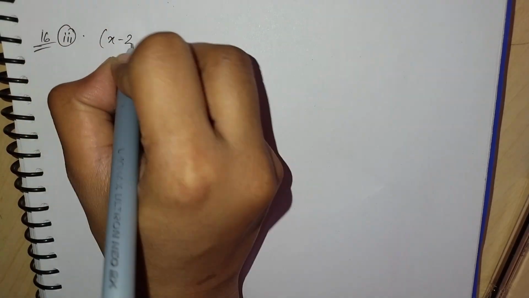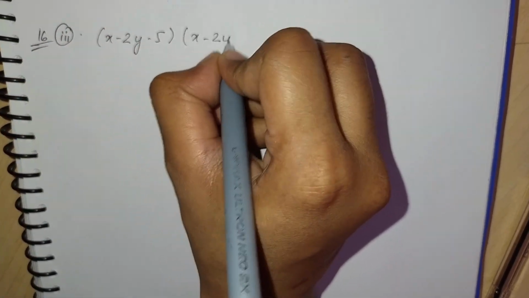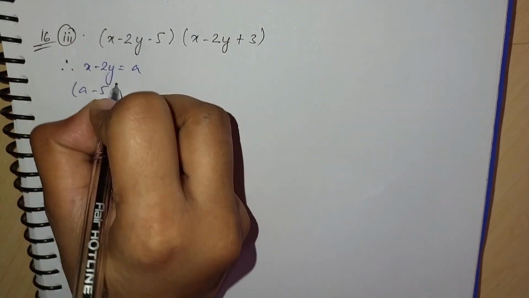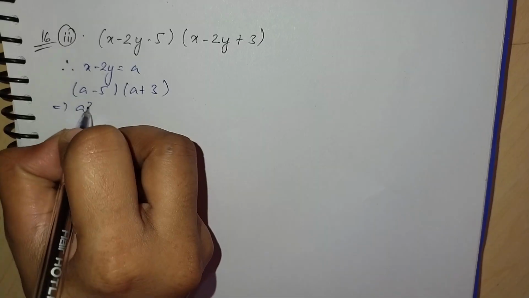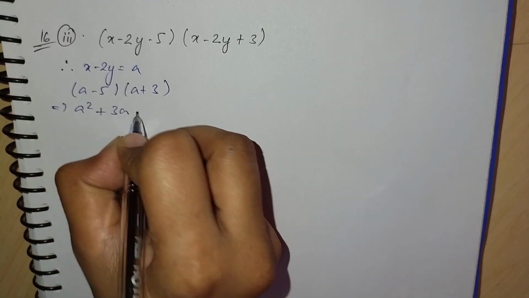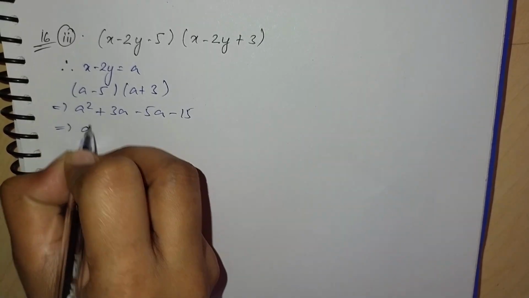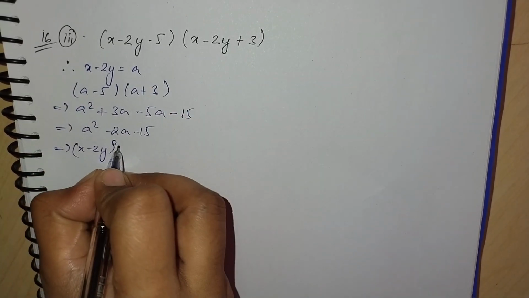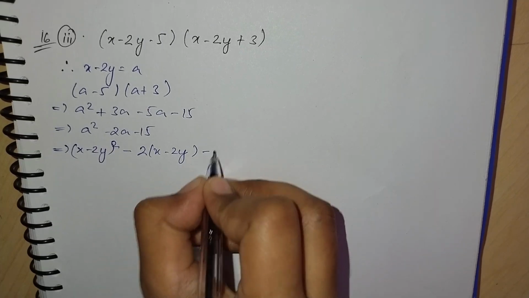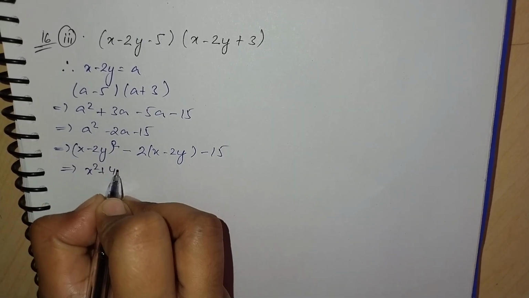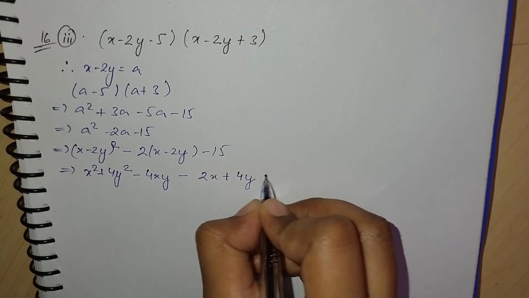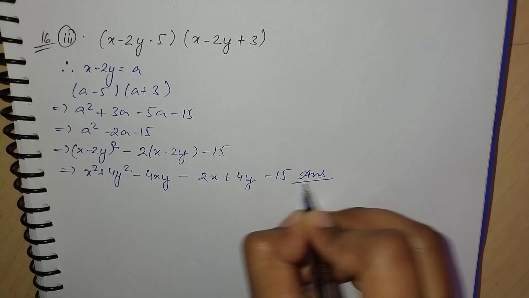Now 16th third part, which says that x minus 2y minus 5. Here x minus 2y plus 3. So we will put x minus 2y equal to a. Minus 5, a plus 3 equal to a square plus 3a minus 5a minus 15 equal to a square minus 2a minus 15. Putting the value of a in this, we will get (x minus 2y)² minus 2(x minus 2y) minus 15 equal to x square plus 4y square minus 4xy minus 2x plus 4y minus 15. So this is the answer of the 16th third question.